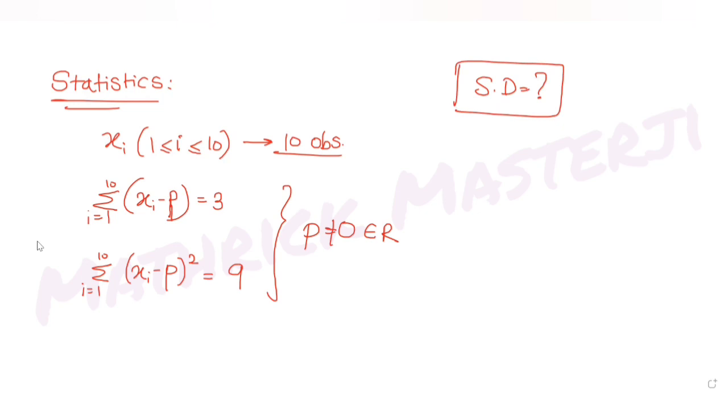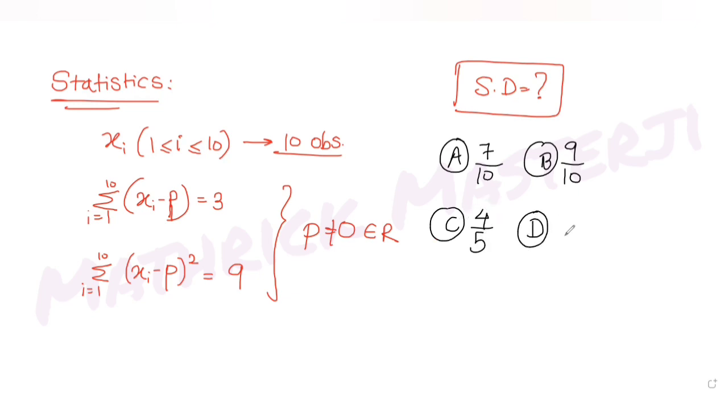If I talk about the answer choices, the options are 7 over 10, the second option 9 over 10, the third answer choice is 4 over 5, and the last answer choice is root of 3 over 5. So we need to figure out which one of the answer choices is the correct answer for the standard deviation which is asked.